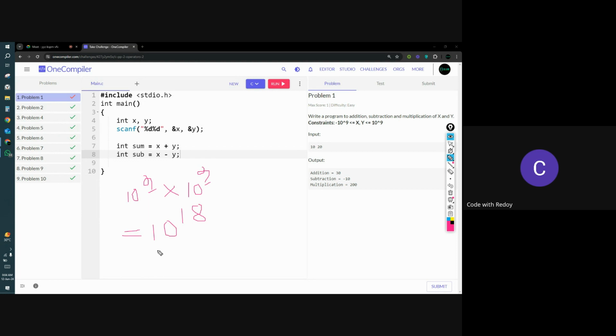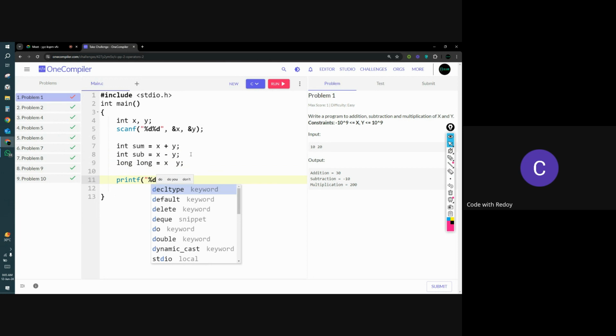Okay, now tell me, what's the data type for the 10 to the power 18? That's long long. That means we need to use a long long variable to store the multiplication of x and y. Am I okay or not? Yep, that's true. So now I'm going to use long long for the x multiplied by y. Now just print the result.